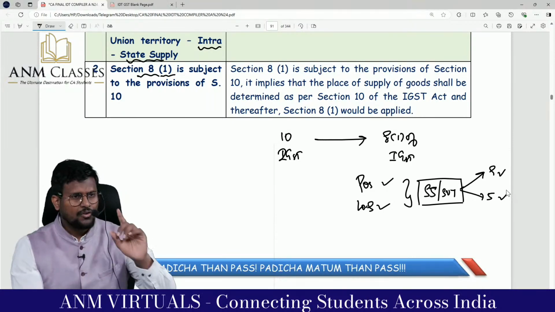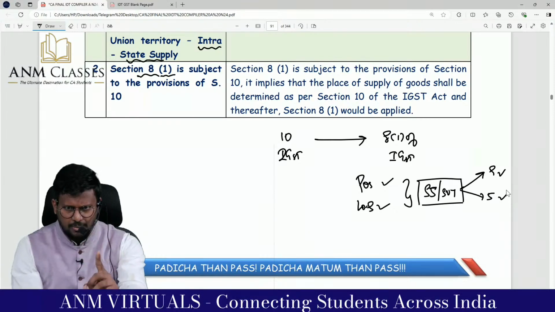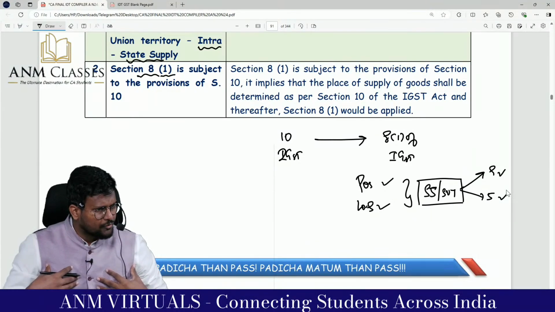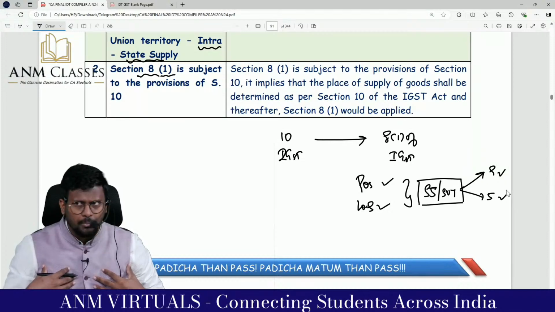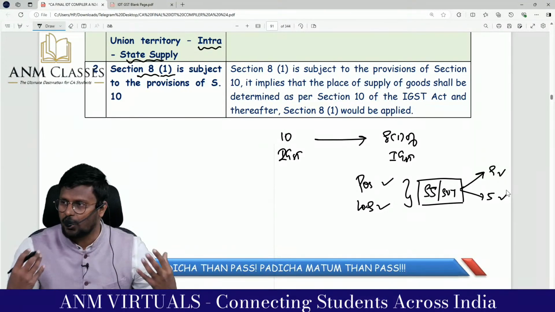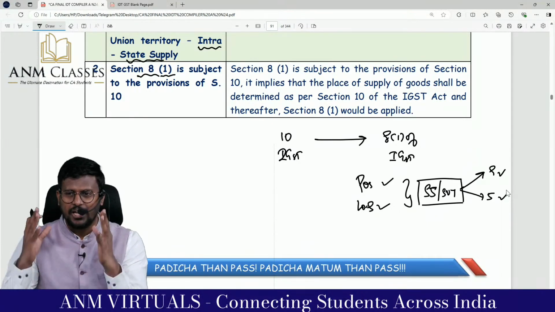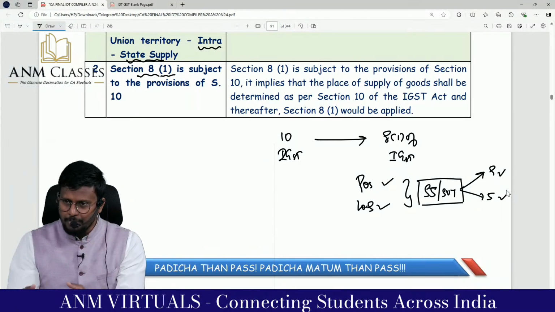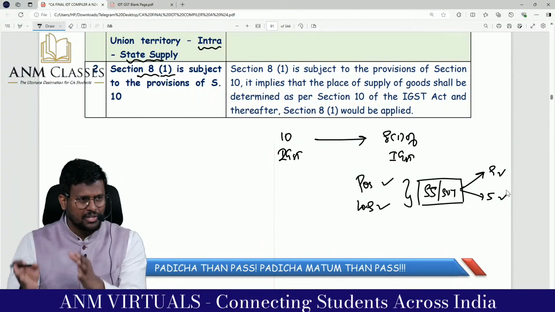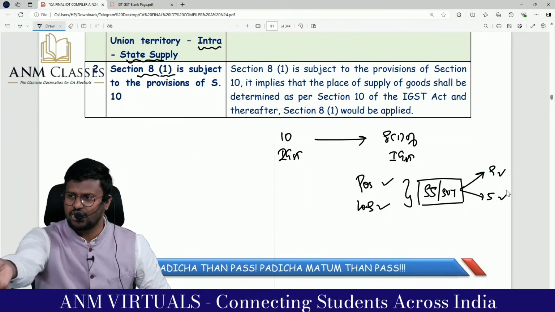First find out the place of supply. Then you have to find out the location of the supplier. Check whether the two are in the same state or in two different states. If it is in the same state, it is an intra-state supply as per section 8 of the IGST Act. Once it becomes an intra-state supply as per section 8 of the IGST Act, you have to fall in section 9 of the CGST Act.